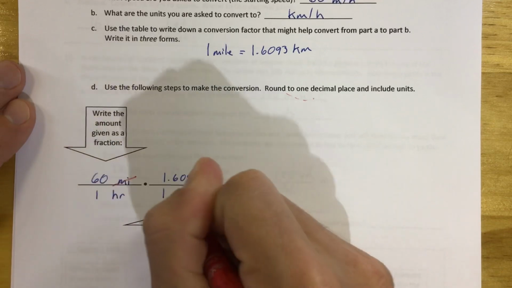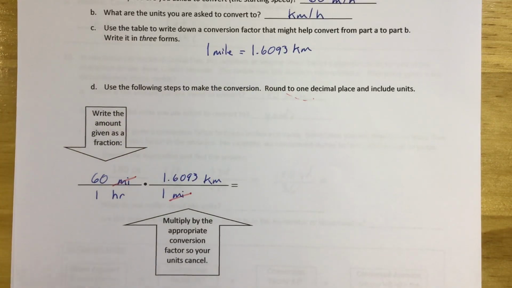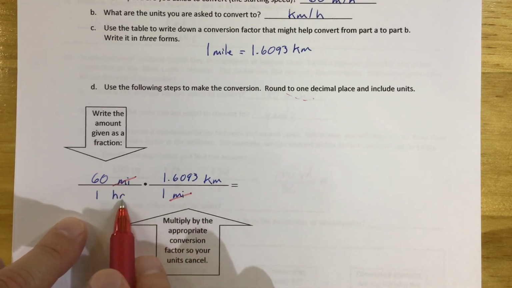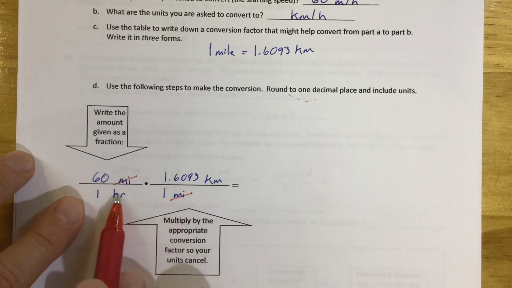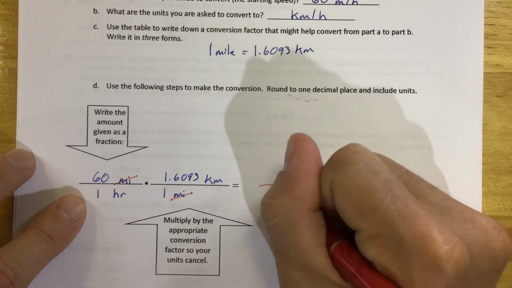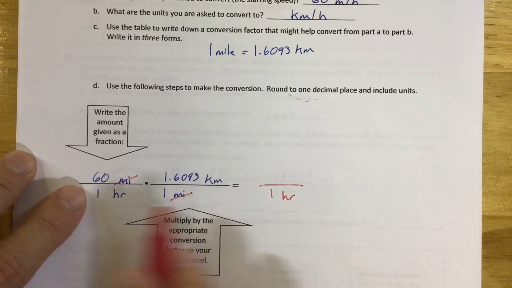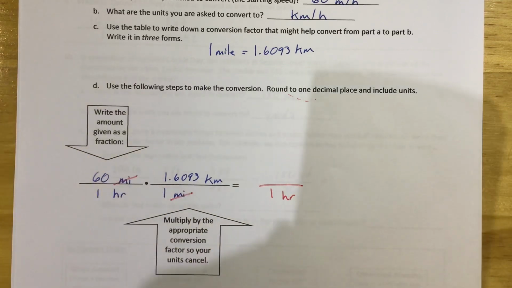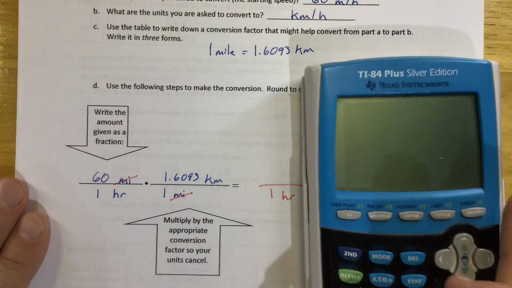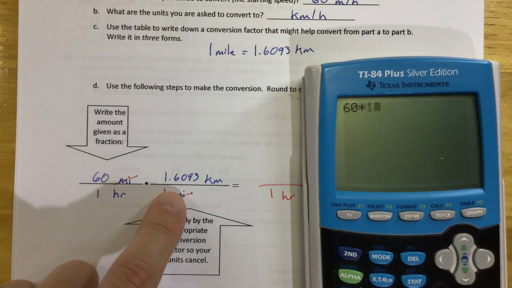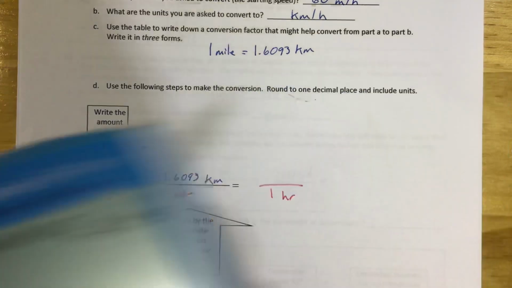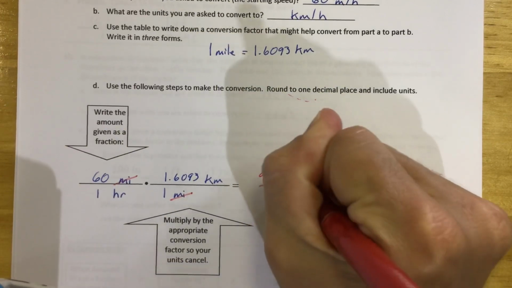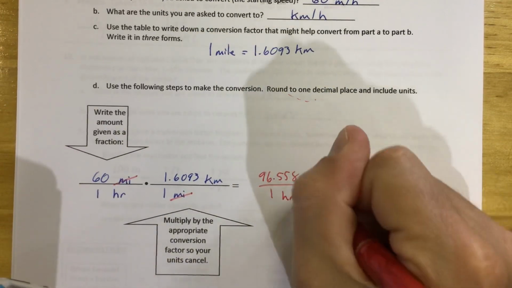Okay, so the miles are going to end up canceling out, sort of like you're reducing a fraction, which is going to leave you with kilometers over hours. So that's exactly what we want. So now what we do is we multiply across and then we divide if necessary. In this case, you're not going to need to divide because your denominator is just going to be a 1. Right? You're going to get 1 hour, 1 times 1. The top, you're going to need to multiply the 60 by that number. So let me get out my calculator for that. So 60 times 1.6093 is going to give you 96.558. And those will be kilometers.